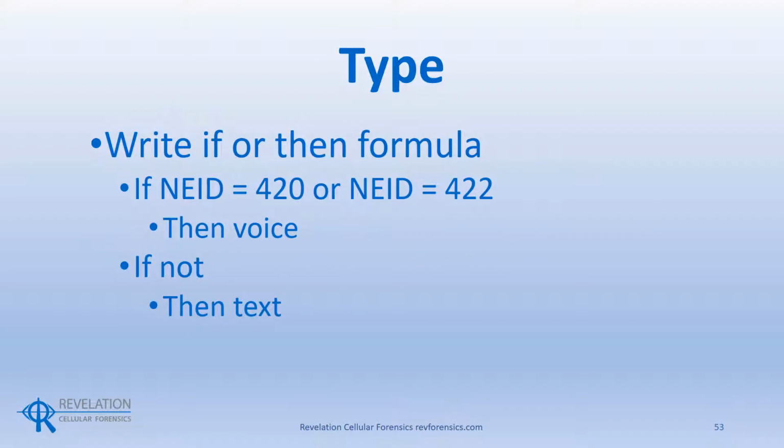To fill the column, we will use an if-then formula with the addition of OR. If the NEID column is 420 or 422, we want the result to be the word voice. If not, we want the result to be the word text. In our formula, the text we want to return must be in quotation marks.